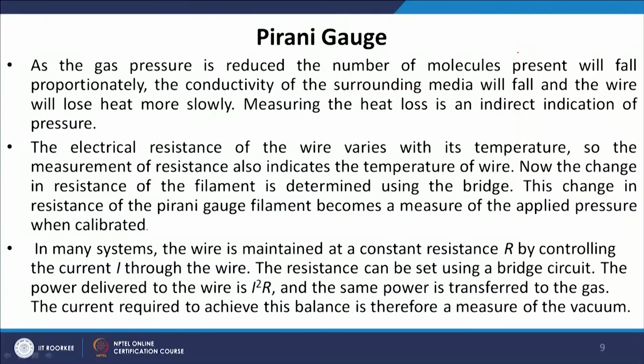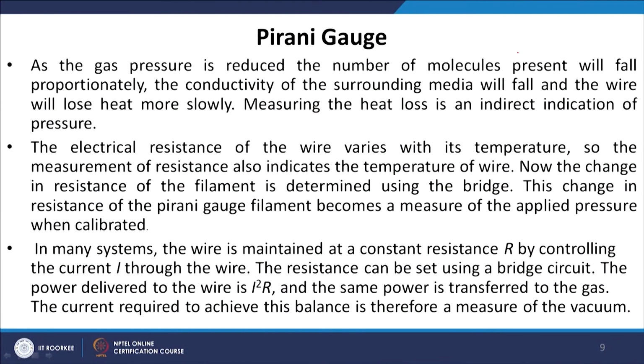The electrical resistance of the wire varies with its temperature. So, the measurement of the resistance also indicates the temperature of the wire. The change in resistance of the filament is determined using this bridge. As we have just seen, any change of pressure we can read by the change of temperature, but we also know from Joule's law that any change of temperature is related to the resistance. If you have a resistance R connected to an electric circuit, and if a current I flows through it, we know how much heat will be generated in it.